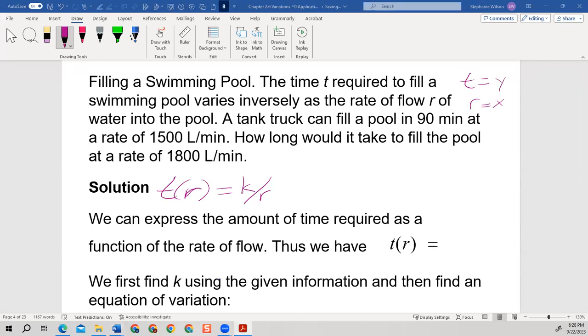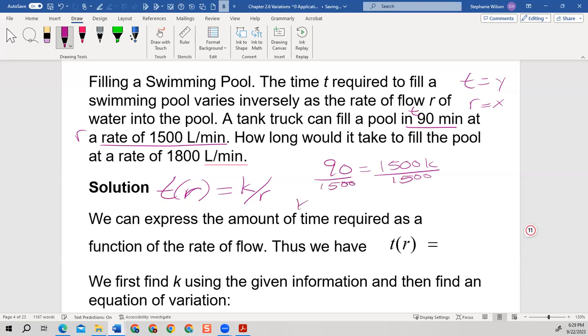So when we look for the k, we're going to plug in what we know. We know that we had a rate, which is my R, of 1,500 liters per minute. So I'm going to call this R. And then we had 90 minutes to fill the pool. So that's going to be my time T. So let's plug it in. I got 90 is equal to k over 1,500. And now let's divide by the 1,500.